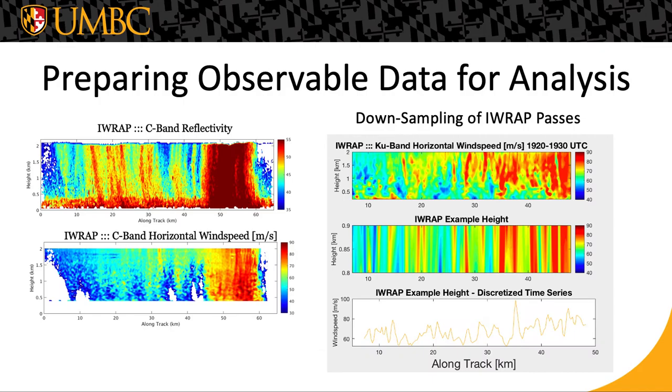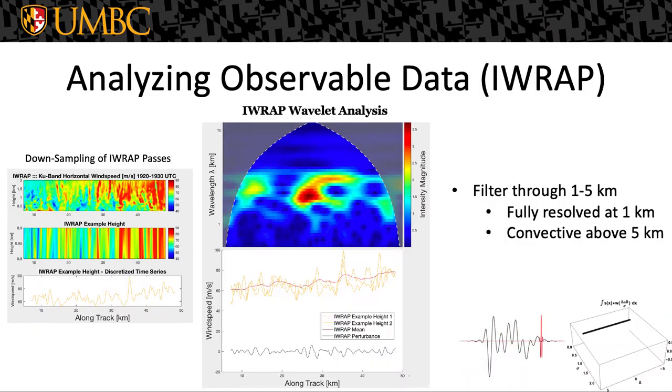We downsample the IWRAP data, so it's in 2D curtain file, and we process it in one-dimensional. So we do an averaging technique after filtering. The filtering here is 1 to 5. The data is fully resolved at 1 kilometer, and it's convective above 5. So we filter it through this 1 to 5 kilometer filter before we run it through our wavelet analysis.